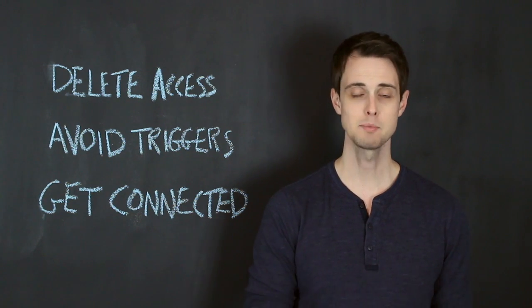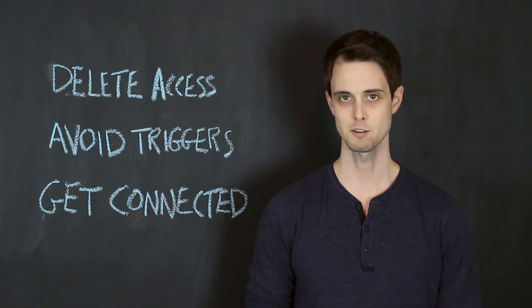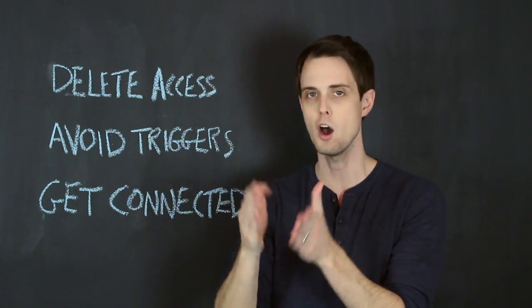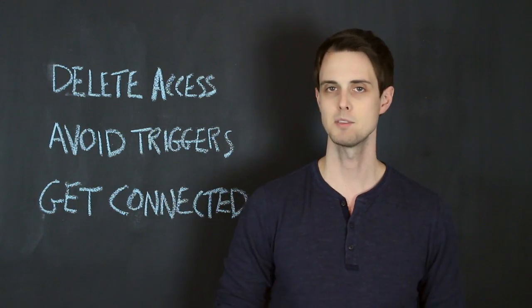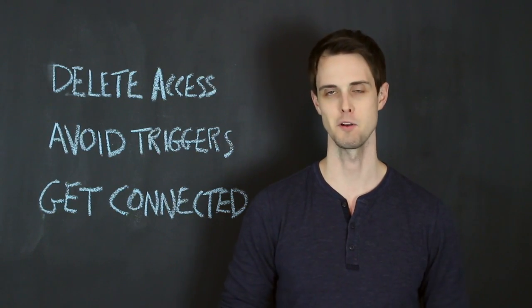So that's it. 3 steps to stop obsessing over someone you know. Delete access, avoid triggers, and get connected. When you break this pattern of stimulus, thought, and reinforcement, you're going to stop obsessing over this person, and now you're free to start thinking and focusing on different things.